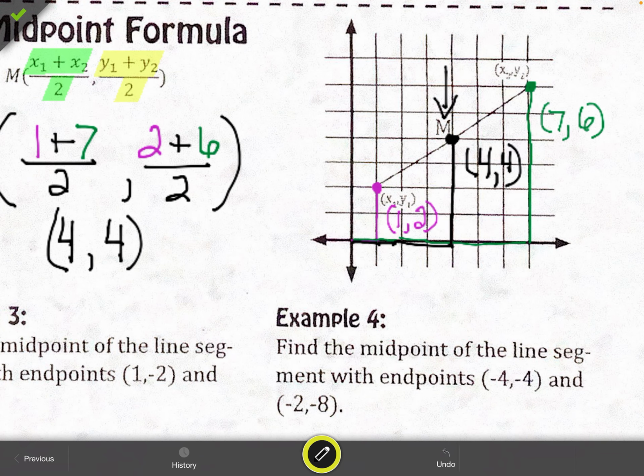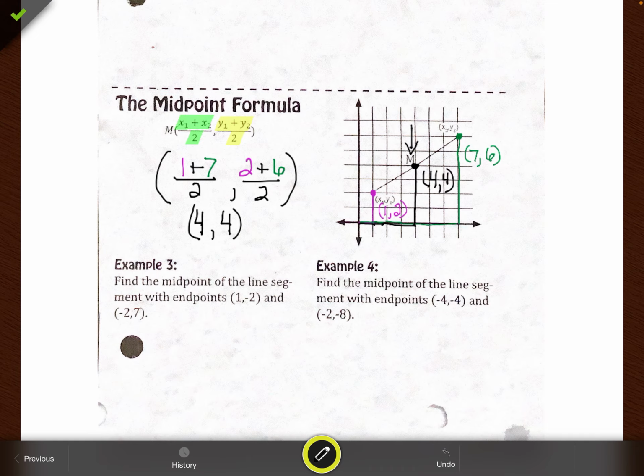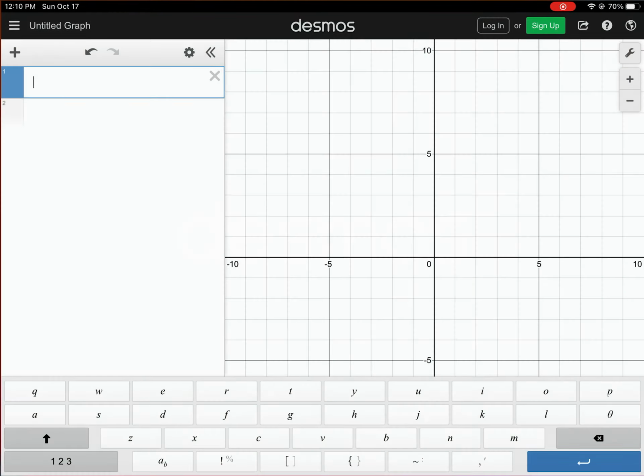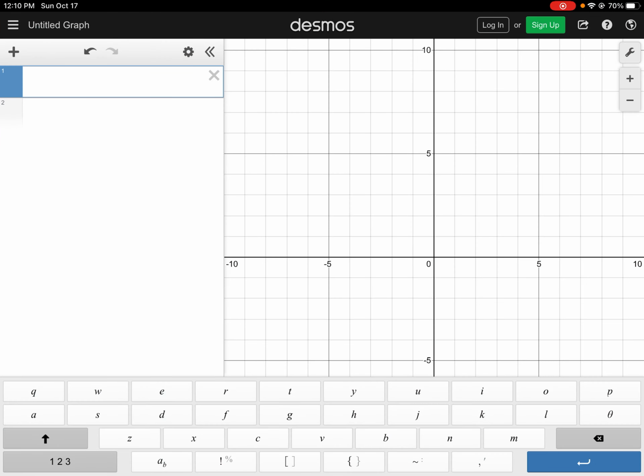Now, here's the good news. The good news is we're going to use Desmos, and Desmos will actually put the numbers into the formula for you as long as you know how to type it in correctly. So we're going to plot the two endpoints, the (1, 2) and the (7, 6), and then we're going to tell Desmos, hey, I want the midpoint.